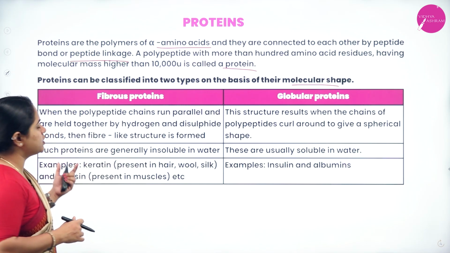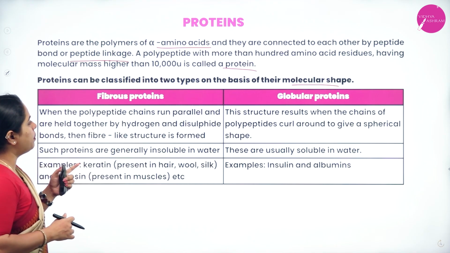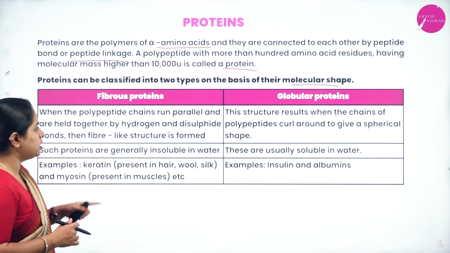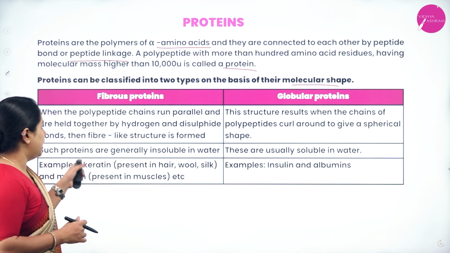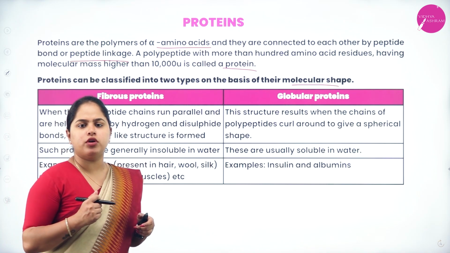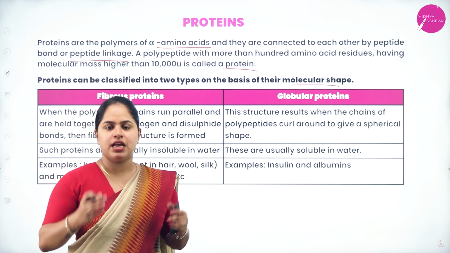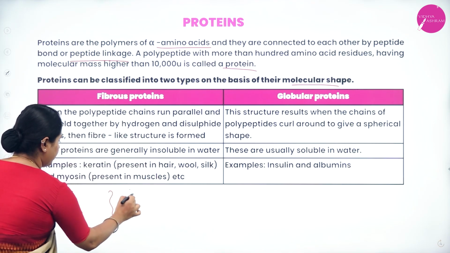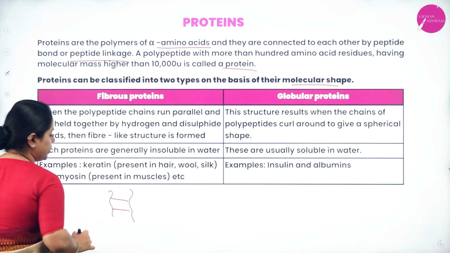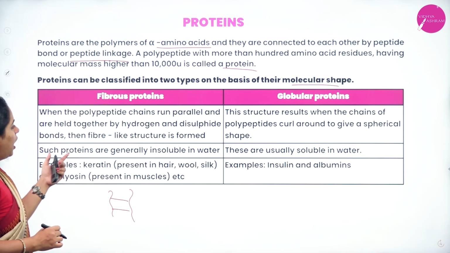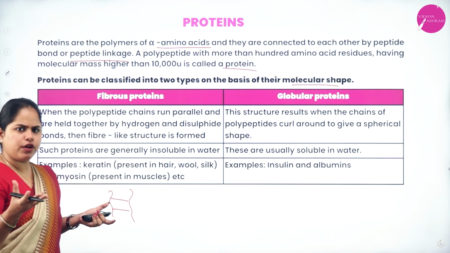So let's understand what are fibrous proteins. When the polypeptide chains run parallel and are held together by hydrogen and disulfide bonds, then a fiber-like structure is formed. So in fibrous proteins, it will be like fibrous structures and they run parallel to each other. They are bound together by hydrogen bonds or disulfide bonds. So they are called fibrous. They look like fibers.